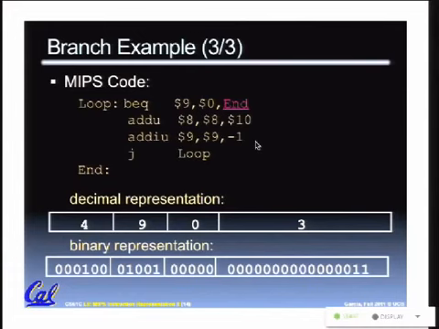Okay, so we have a few questions here. Why does the value in the branch field change? That's just what we mentioned before, right? If we move the code around, we might have to branch to a different location. So the label stays the same, but it's going to a different place.